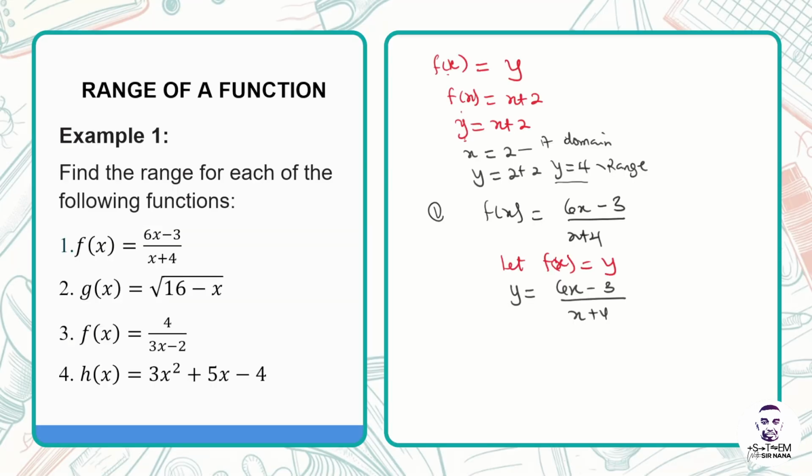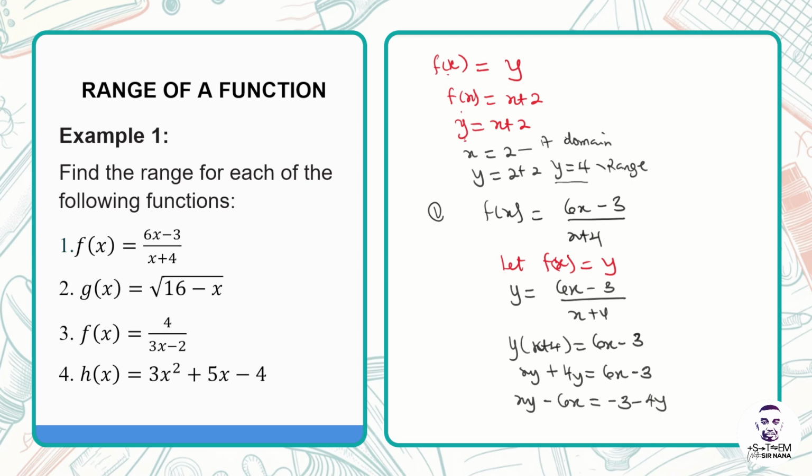And then now we want to make x the subject. So it means that we are going to cross multiply, having y multiplying x plus 4 to be equal to 6x minus 3. Then we expand our expression, so we have xy plus 4y equal to 6x minus 3. Then we group the x terms, right? So it means that we are going to have xy minus 6x, right? And that will be equal to negative 3 minus 4y.